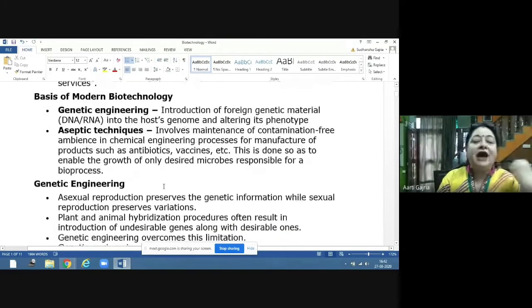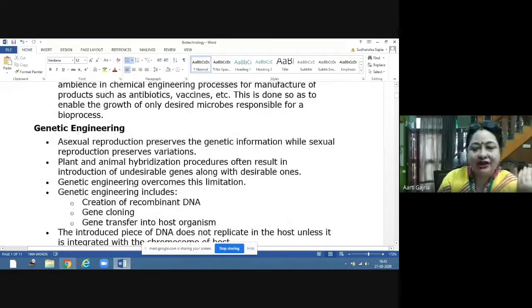Now we will see how genetic engineering is done. Now we know asexual reproduction, what happens in asexual reproduction? Asexual reproduction is only the multiplication by mitosis cell division, where the genetic information remains the same. So there is no variation, nothing. Whatever genetic material is present in the parent cell, the same will be received by the daughter cells. That is asexual reproduction. And in asexual reproduction, the genetic information is preserved.